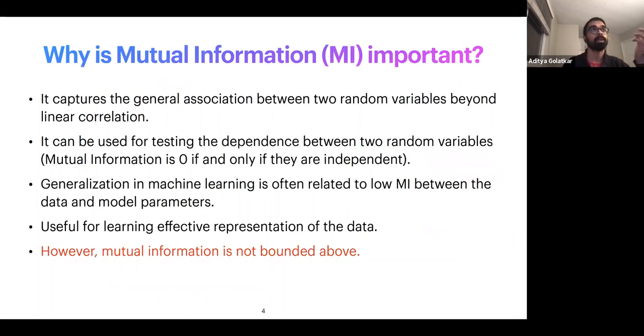We care because it captures general association between two random variables, which can be beyond linear correlation, and thus it can be used for testing independence of random variables. Also, in terms of modern day machine learning, it has been shown to be very useful for generalization of models, and it's also useful in learning effective representation of data, like text-speech information bottleneck. However, mutual information is not bounded above, so it's a bit of a problem for us.